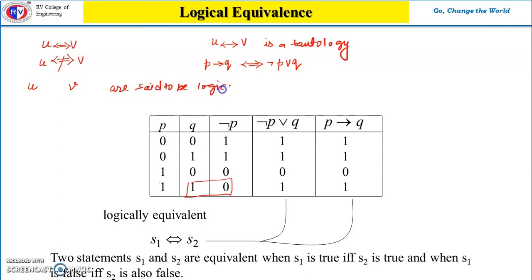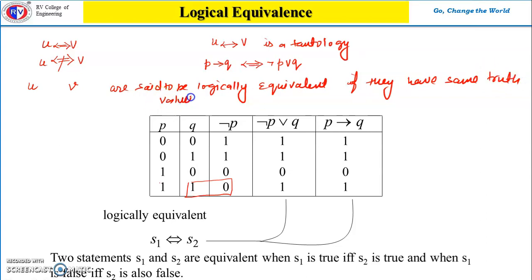logically equivalent if they have the same truth values, and it is represented by this symbol.